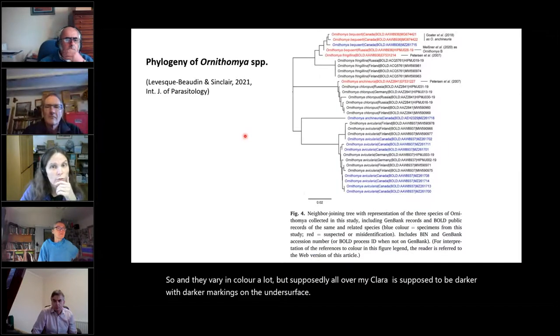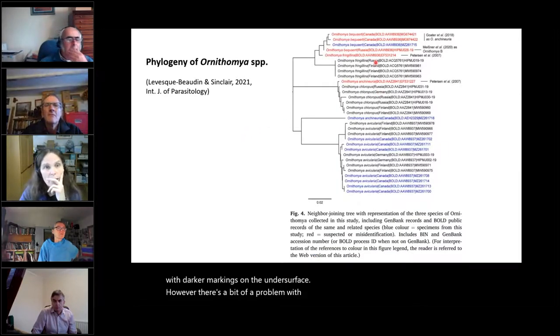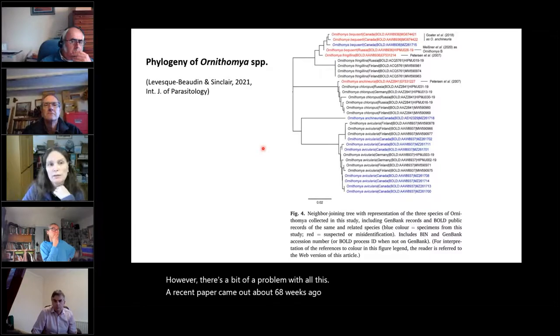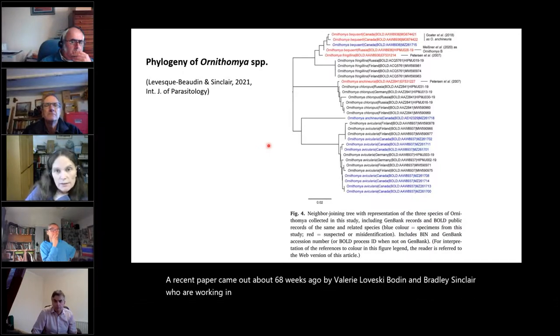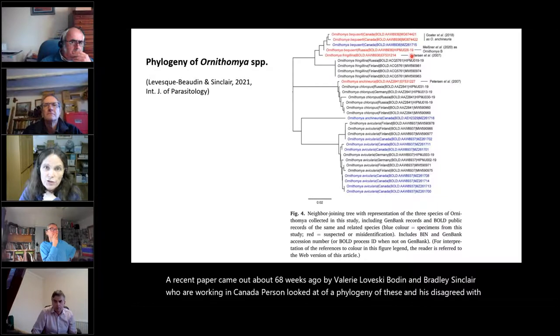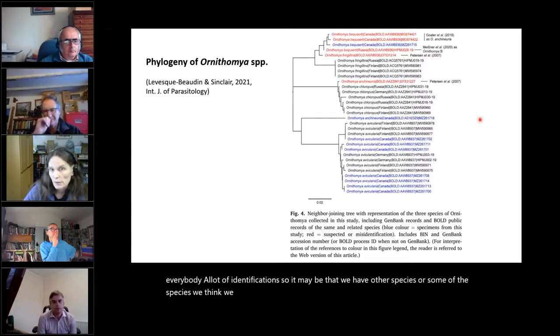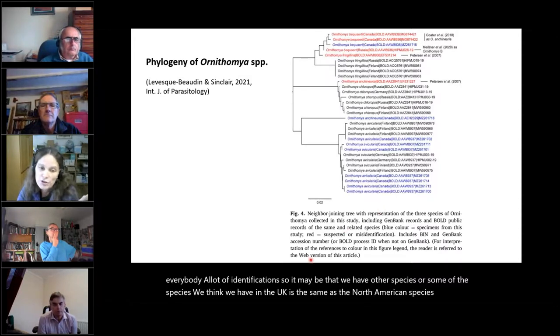However, there's a bit of a problem with all this. A recent paper came out about 6-8 weeks ago by Valerie Lebescu-Bodin and Bradley Sinclair, who are working in Canada. It looked at coming up with a phylogeny of these and has disagreed with a lot of other identifications. So it may be that we have other species, or some of the species we think we have in the UK are the same as the North American species. So there might be some changes in this.